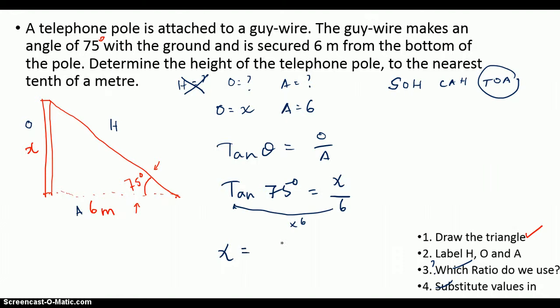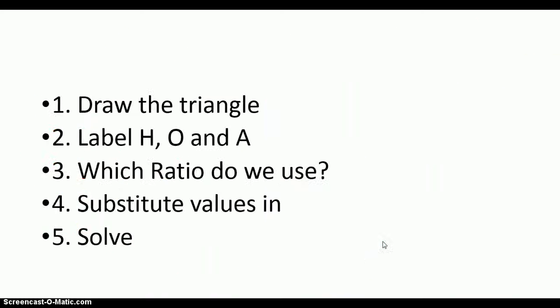So therefore x is equal to 6 times tan 75. And the value you should get for x in this case is 22.39 meters. Or it says here to the nearest tenth of a meter. So this will become x equals 22.4 meters. Okay, so just to clarify, make sure that you follow the 5 steps that were listed right there.